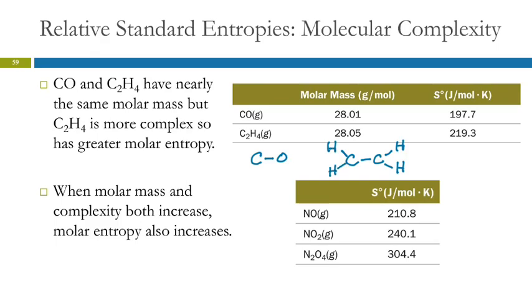Ethene has a structure like that. So for carbon, you can have vibrational motion with this bond, but in this molecule, you can have vibrational motion in all of the bonds. And so there's more complexity, there's more different places to put energy, and so the entropy is larger.